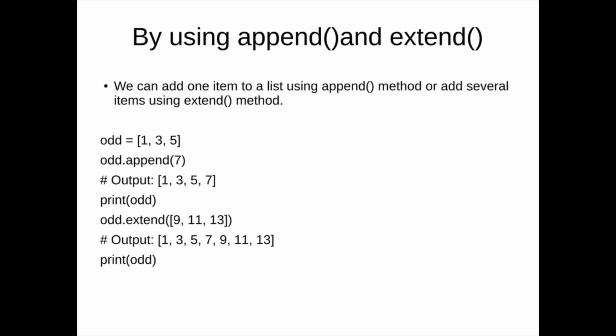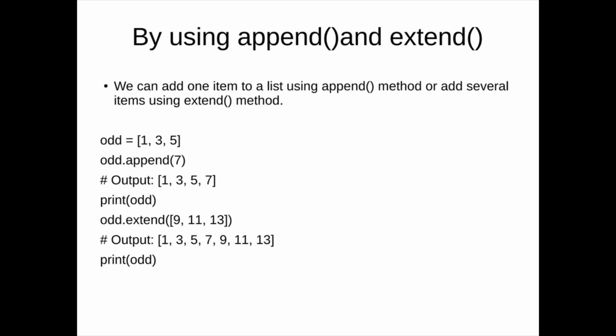By using append and extend, we can add one item to a list using the append method, or add several items using the extend method. This is an example for the append method and extend method. Here odd dot append 1, 3, 5. Then odd dot append of 7, and the output is displayed as 1, 3, 5, and the next value 7 is added by append. Extend is odd dot extend 9, 11, 13, and the output is displayed.